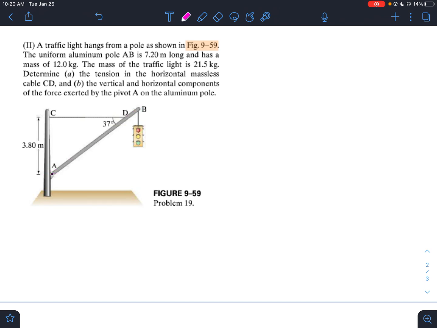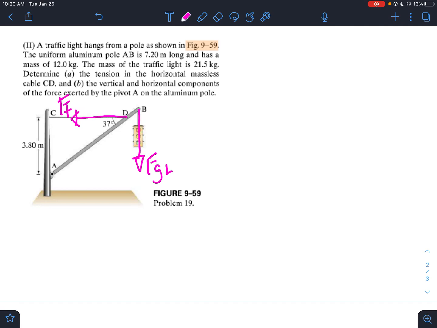So let's look at our forces. Well, we have the weight of the traffic light, called FGL. We have this cord, tension in a cable going this way, preventing that torque caused by the weight of the light.